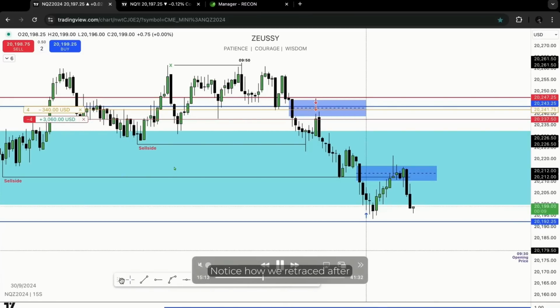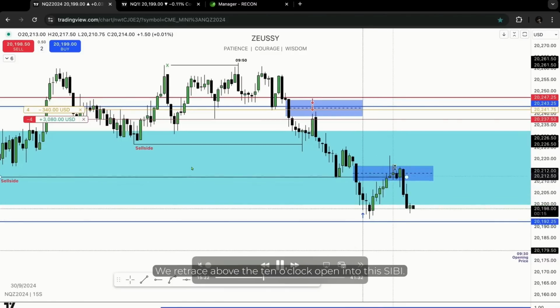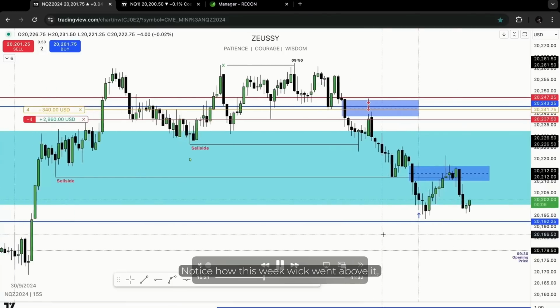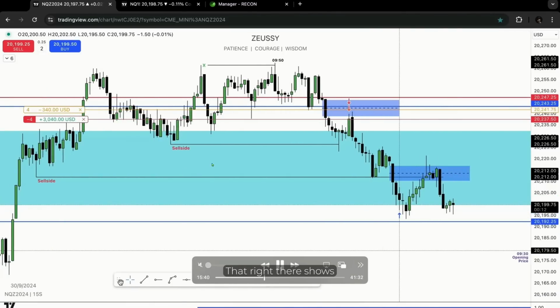Notice how we retraced after having opened up towards the downside initially. We retrace above the 10 o'clock open into this CB. Notice how this wick went above it, but notice how the bodies kept on closing inside of this CB. That right there shows that the underlying order flow is bearish.